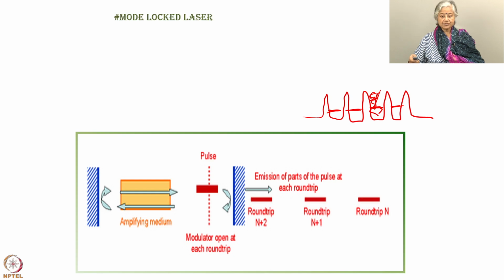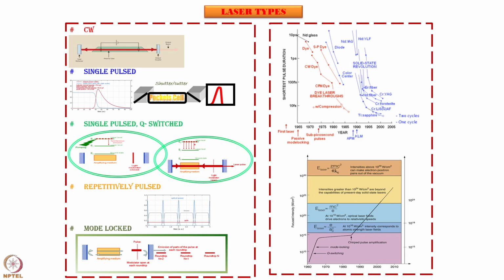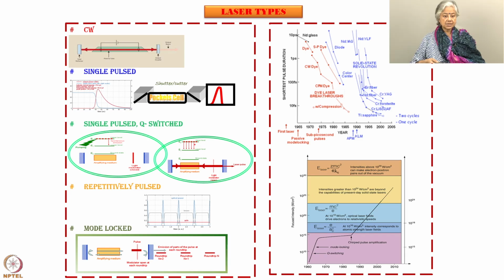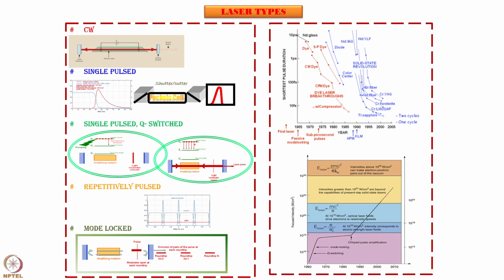So, till now I have spoken about this, I have just put everything together here: single pulse laser, single pulse Q switch repetitively, and mode locked pulses. And here, if you are interested, you could see some of the uses of these kinds of lasers. I really will not go through them, because my main aim will be to tell you exactly how all these things work.